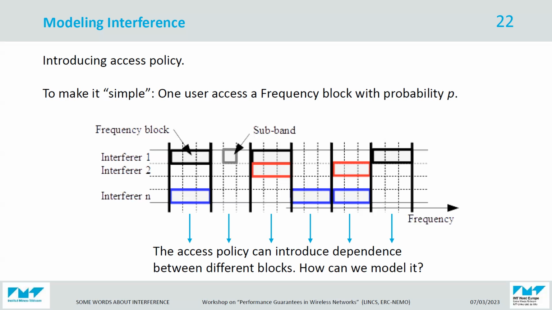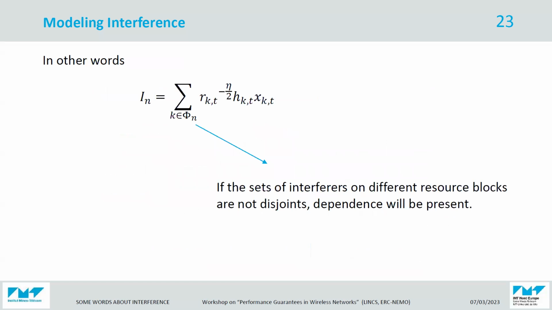If these interferer sets are completely disjoint, then it's independent, it's fine. If they are not, then you have some dependence. If they are exactly the same, it's a specific dependence. I'm going to say a word about this. And we want to model this.